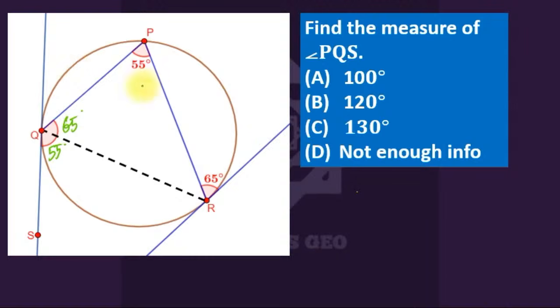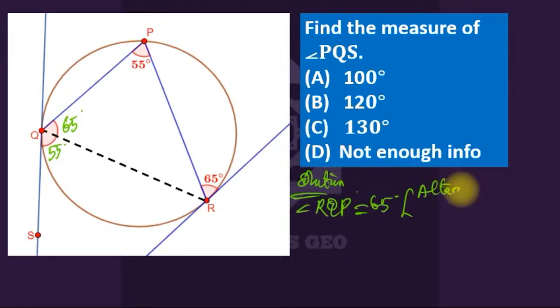The first thing I discovered is that angle RQP is 65 degrees. Why? Alternate segment theorem.